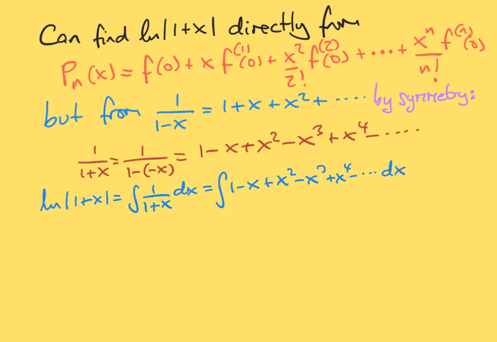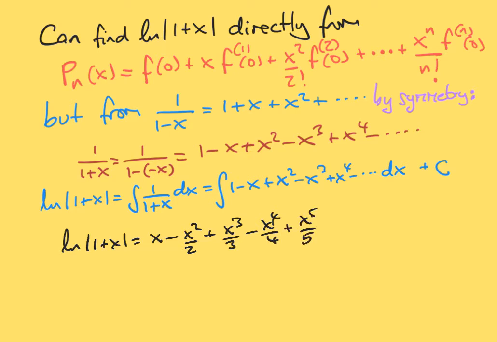Now this is an indefinite integral, so we should add an integration constant, and we will see in a moment how to understand what that has got to be. But this set of integrals is very, very easy, and what it tells us is that the logarithm of the modulus of 1 plus x is x from the integral of 1, minus x squared over 2 from the integral of x, plus x cubed over 3 from the integral of x squared, etc. And there is, of course, an integration constant.